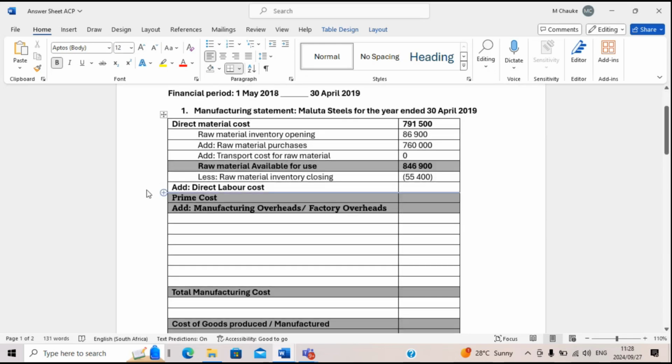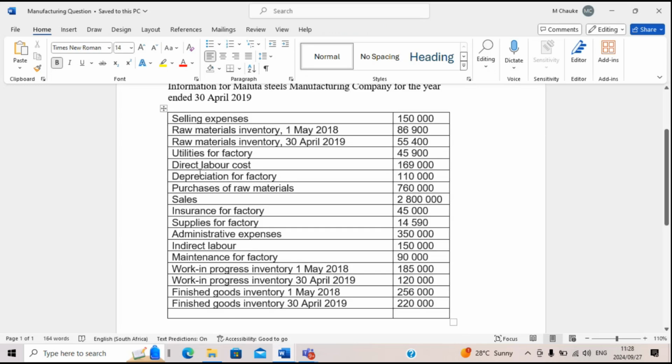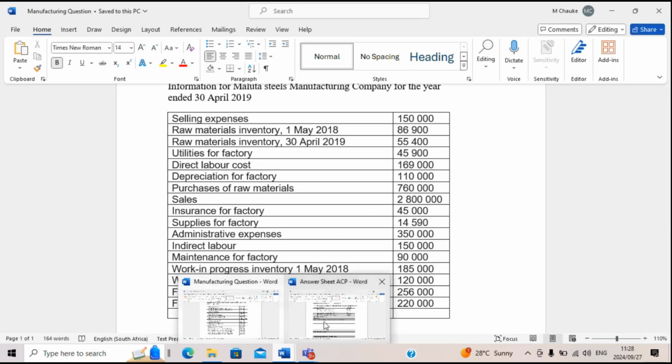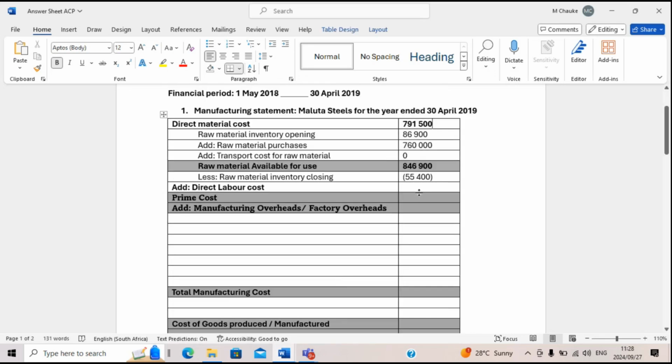And then let's check our direct labor cost in the information there. We've got a direct labor cost of 169,000. We go to the answer sheet there. On the direct labor cost, we say 169,000. That is our direct labor cost.